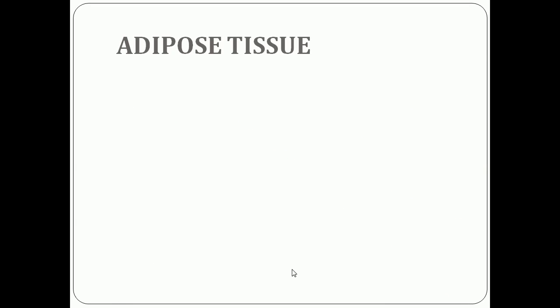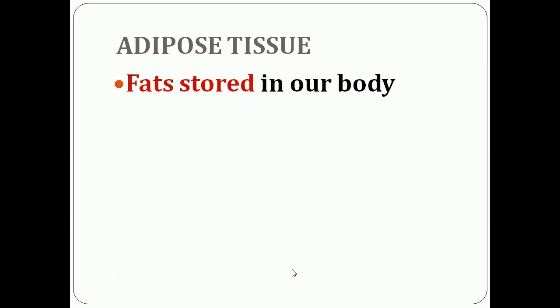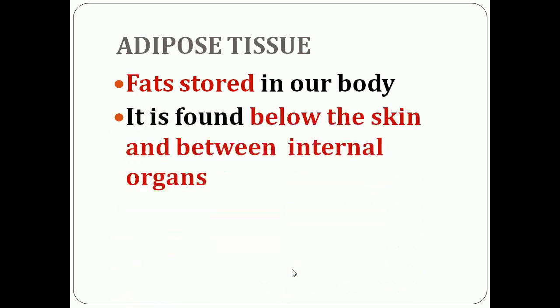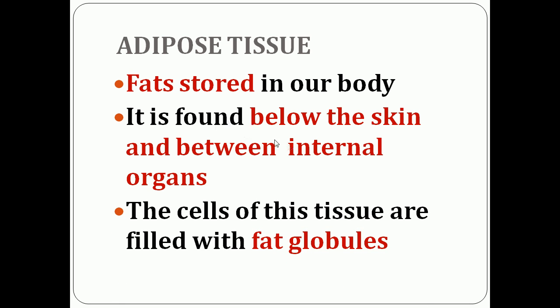The next type of tissue is adipose tissue. Adipose tissue is the connective tissue where fats are stored in our body. It is found below the skin and between internal organs. The cells of this tissue are filled with fat globules. As I have already told, fats will be stored in the adipose tissue.